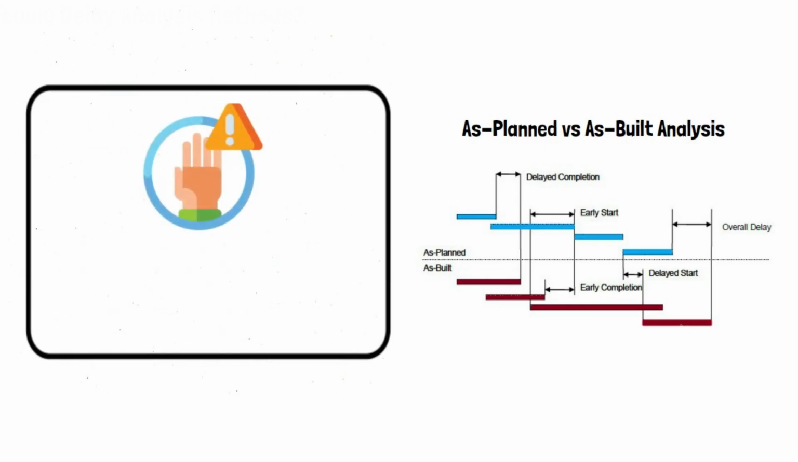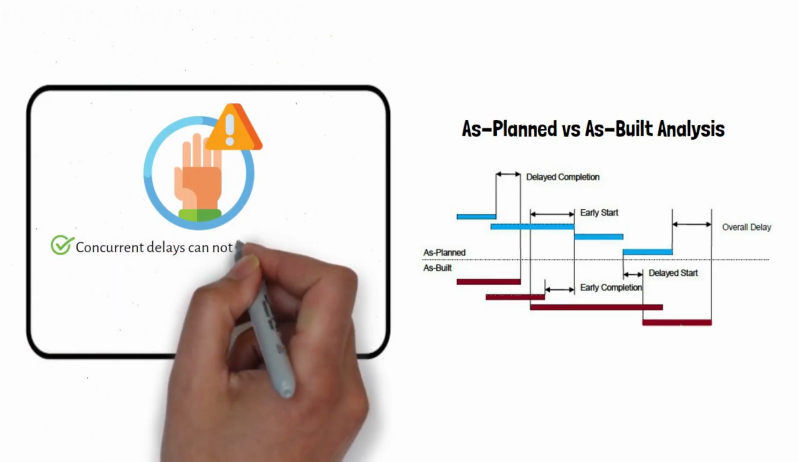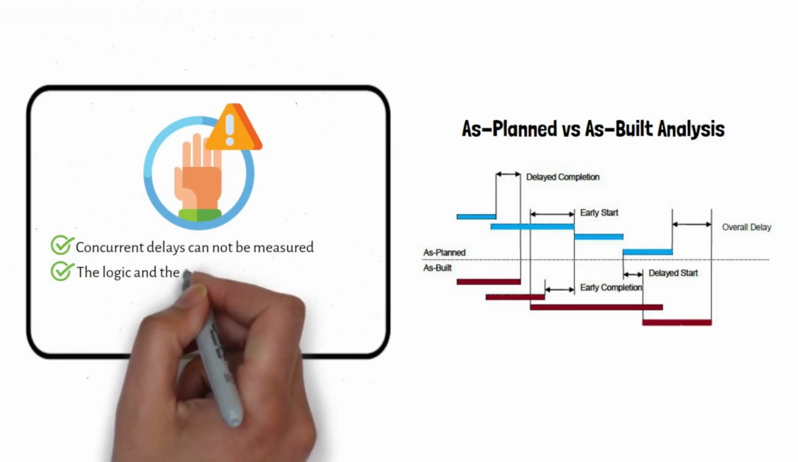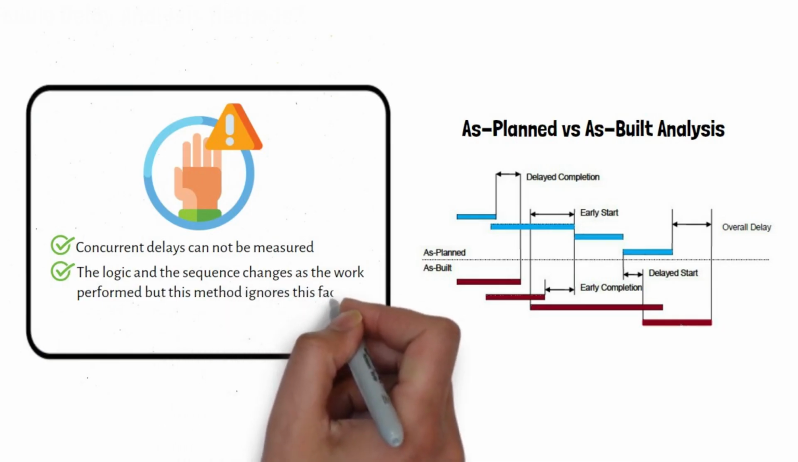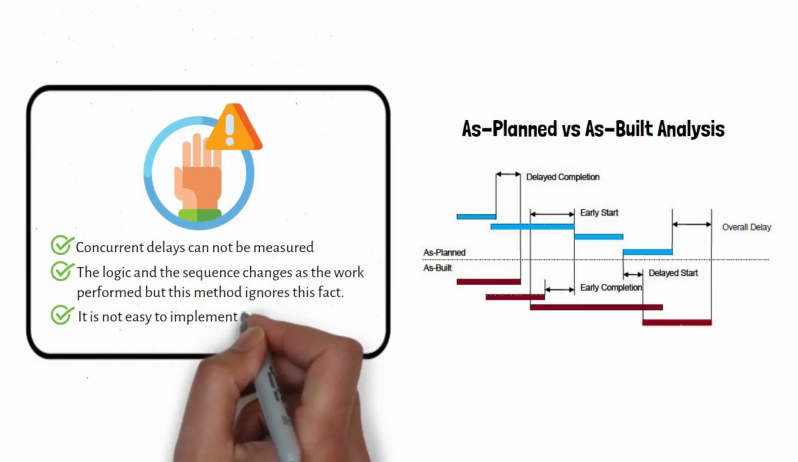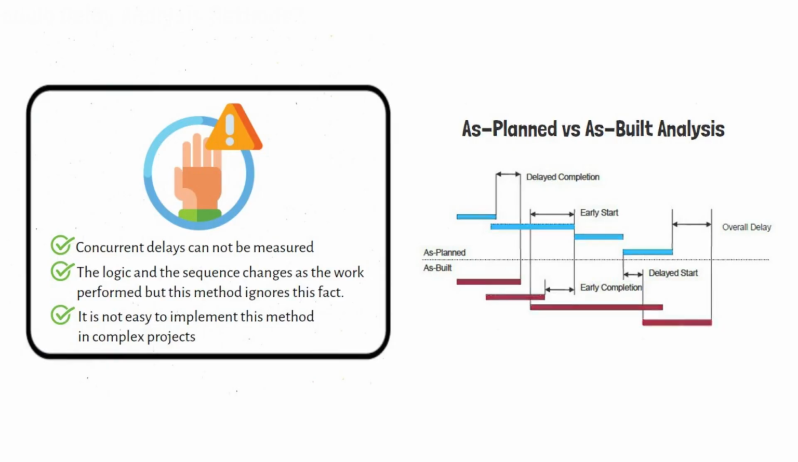Below are some limitations of as-planned versus as-built analysis. Concurrent delays cannot be measured. The logic in the sequence changes as the work is performed, but this method ignores this fact. It is not easy to implement this method in complex projects.